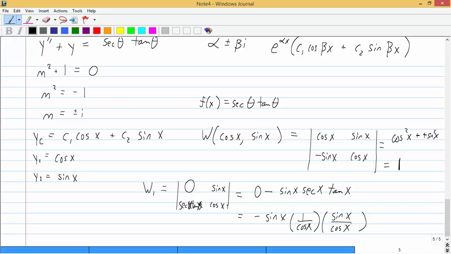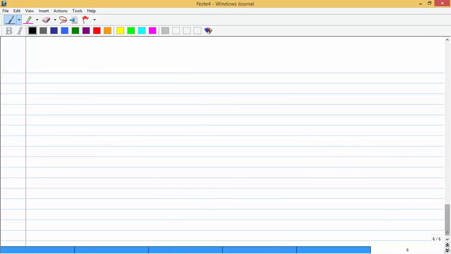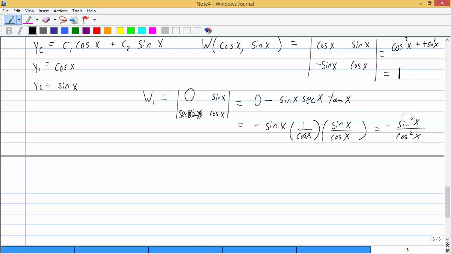So you can see, do any of them simplify? No, they don't cancel out. However, if you multiplied straight across, you'll have negative sine squared x over cosine squared x. And you all know that sine squared x over cosine squared x is tangent squared x, right? So our Wronskian sub 1 is equal to negative tangent squared x.